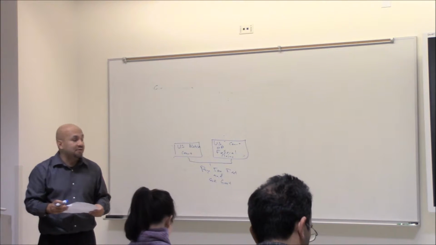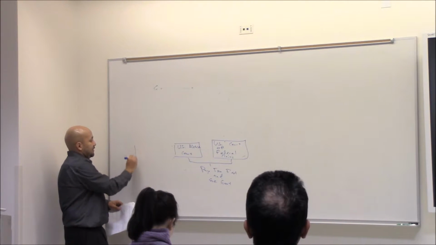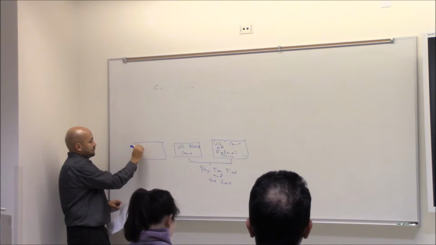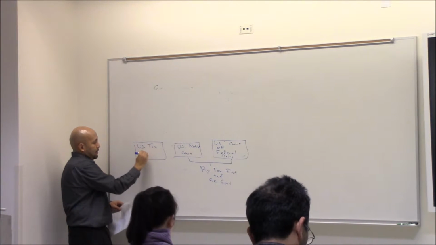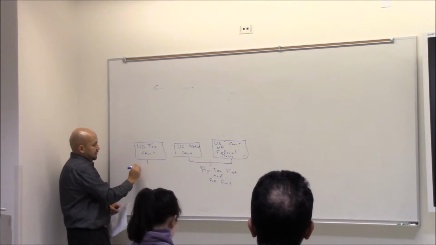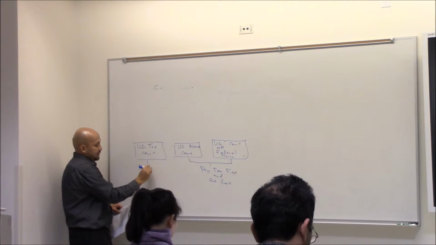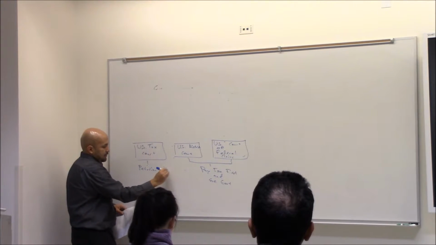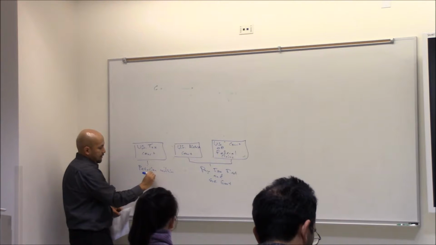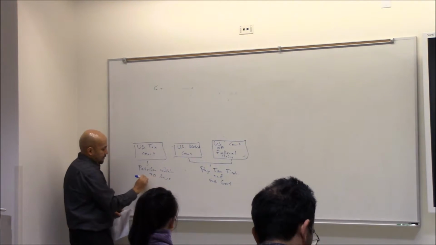For question number 4, I'm asking which federal trial court requires petitioning within 90 days of the statutory notice of deficiency? U.S. Tax Court. Yeah, that's the U.S. Tax Court. So this one, you've got to petition within 90 days of deficiency.